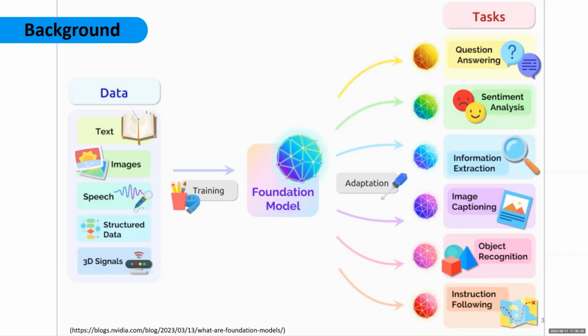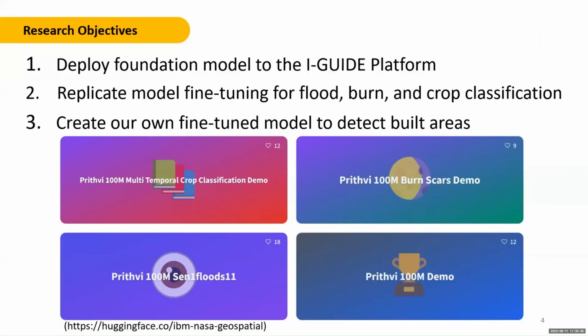Hello, everyone. Now I'm here to tell you about our story, which started 2 days before we came here, when NASA and IBM released their model, and we jumped to run this model without having any background on it. As you can see, our goals were to deploy the foundational model and put it on the I-GUIDE platform, and also replicate their fine-tuned model, which means gathering the data, fixing the code, and trying to build that fine-tuned model. And then finally, we wanted to create our own fine-tuned model.